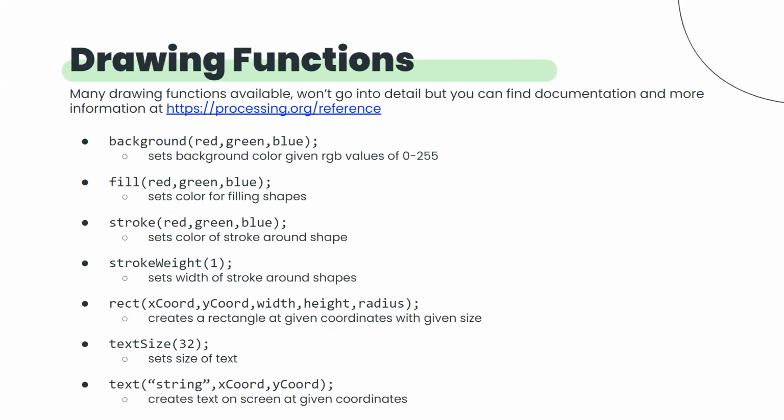And here are some other functions. I'm not going to go over them in too much detail, but you can set the background color with RGB, 0 to 255 values, similar to what we did for our RGB LED, if you remember that. And then we also have fill, which is the fill of shapes that we create, stroke, which is the color of the stroke around the shape, stroke weight, which is the size, and also create a rectangle, give it the X coordinate, width, height, and then the radius, which is the corners to make it curved. We can set the text size, and we can also write text.